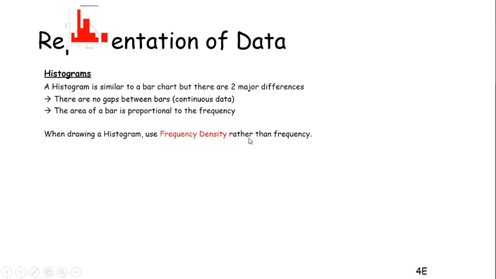So when you're drawing this, you use frequency density, and the frequency density is the frequency divided by the class width, which is the width of the class. We'll have a look at what I mean by this in a minute on the next slide.